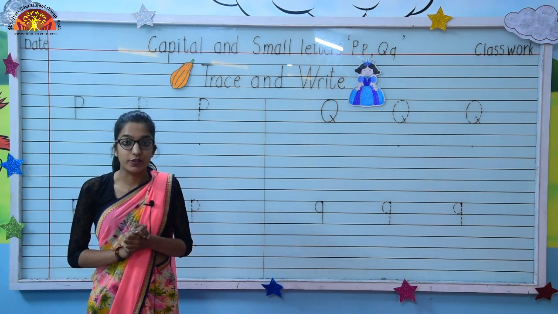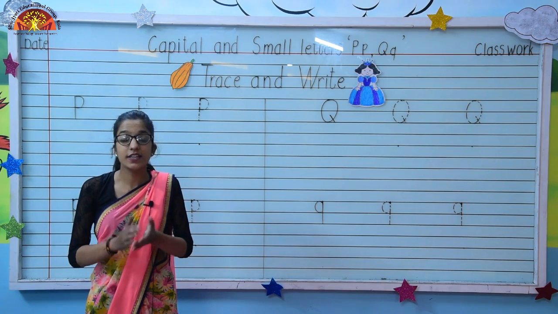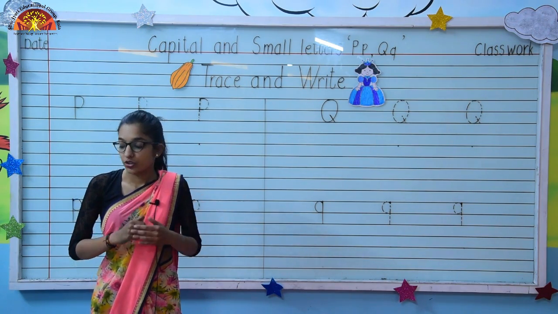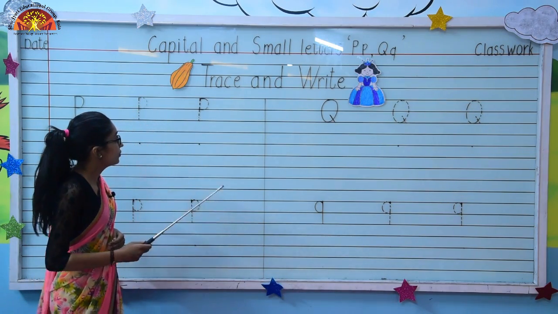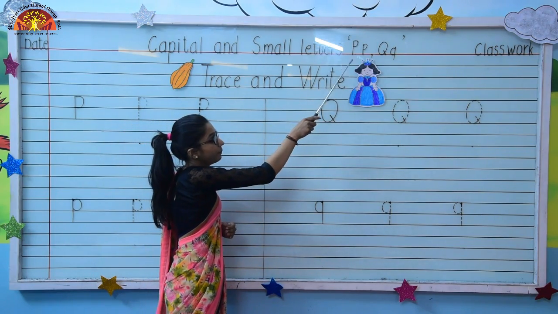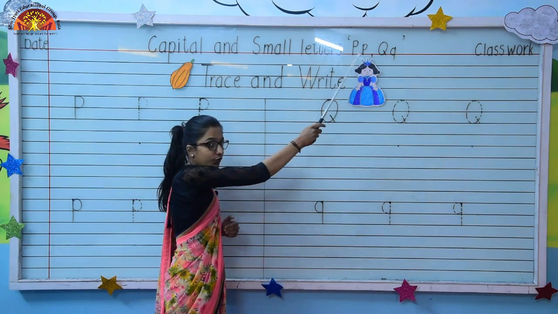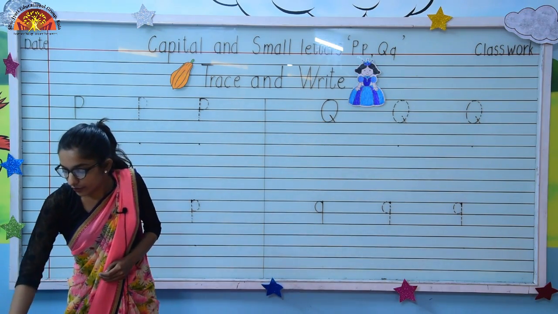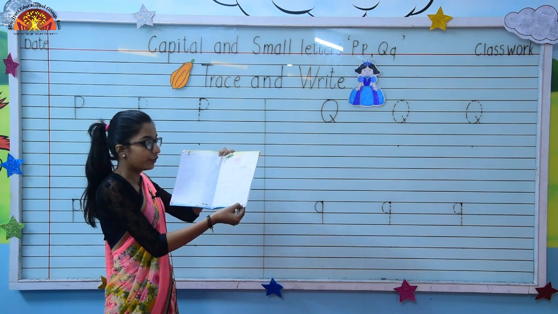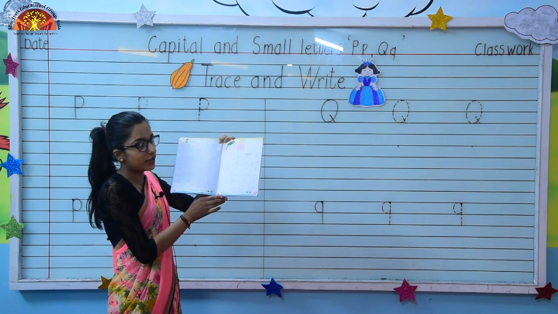So kids, in the previous classes we have already learned about capital and small letters A to O. Today we will learn to trace and write capital and small letters P and Q. Okay kids, take out your Grafalco, open page number 49. Mention the date and classwork.